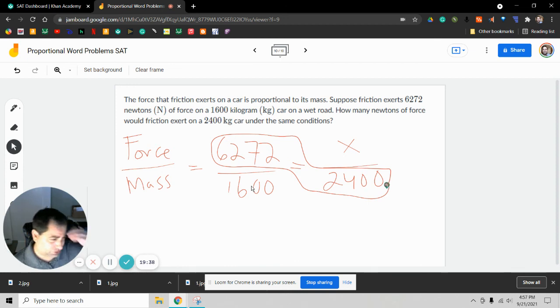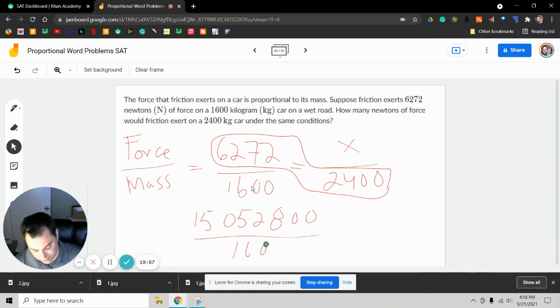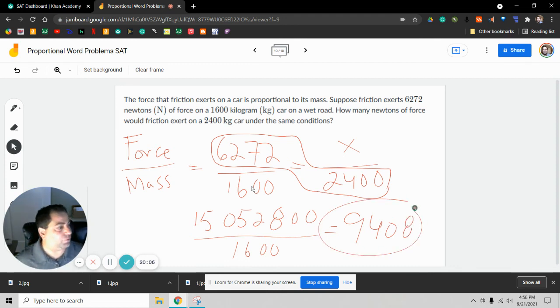But 6,272 times 2,400 is like 15 million, 052,800. And then we divide by 1600, and we get approximately 9,408. So we found the amount of force, 9,408.